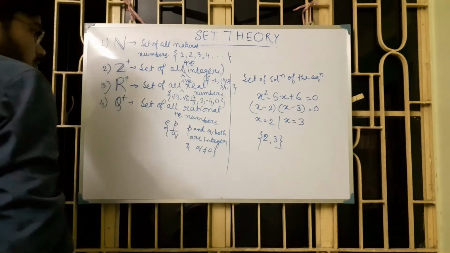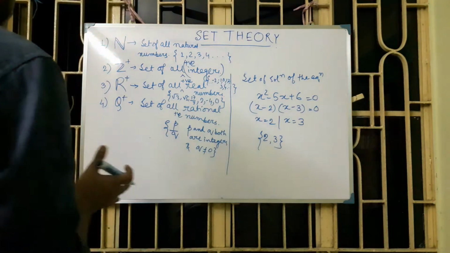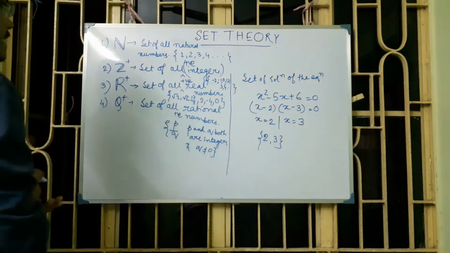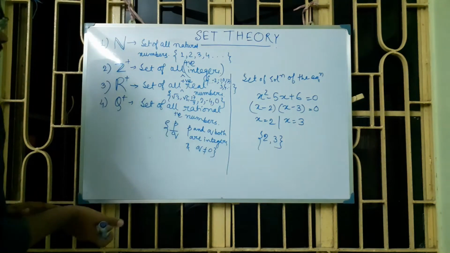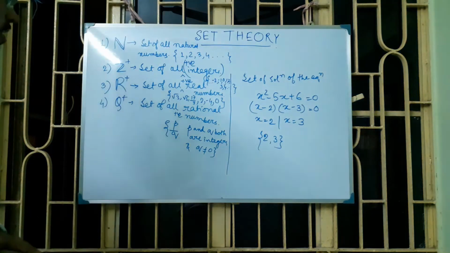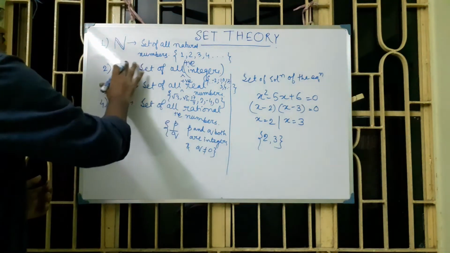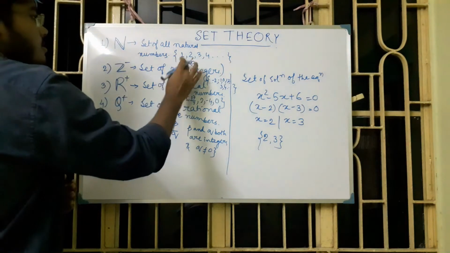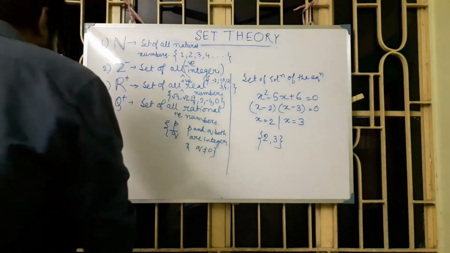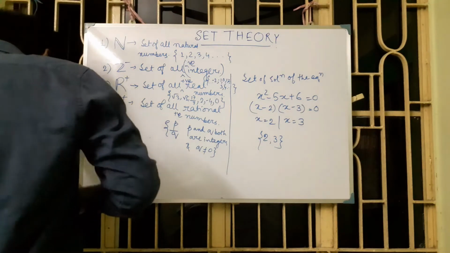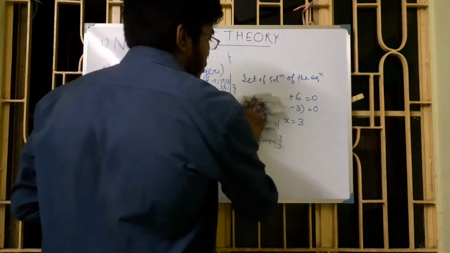Now these are some predefined sets. N is the set of natural numbers, Z the set of all integers, R the set of all real numbers, Q the set of all rational numbers, and plus means all positive. If it is Z minus, then these are negative integers. If it is R minus, then these are negative real numbers. Okay, now a notation.